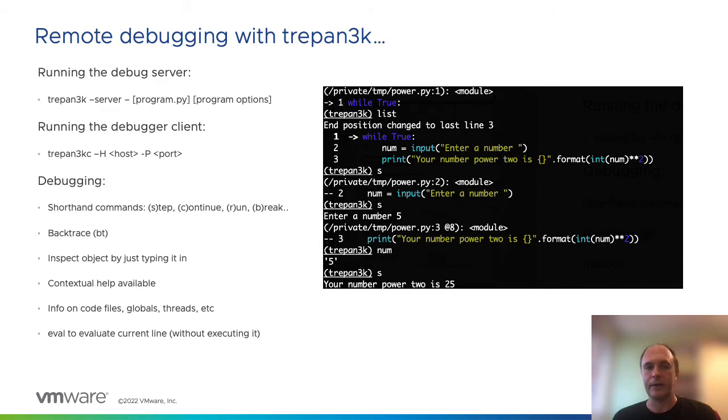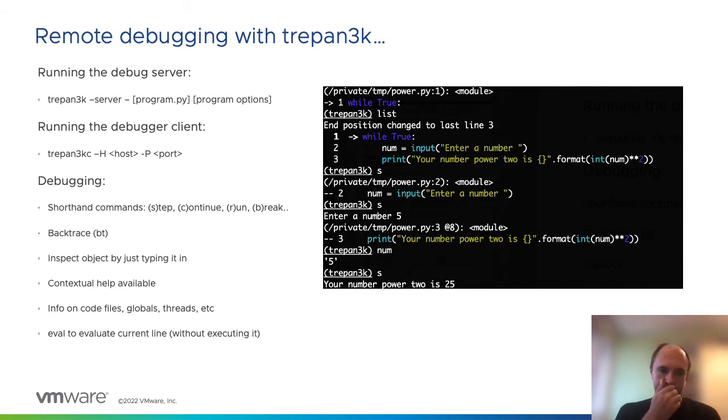Like GDB, it has shorthand commands like S for step, C for continue, R for run, B for setting a breakpoint, etc. You can get a backtrace with just BT. A cool thing about Trepan is that you can inspect objects and object values by just typing the object name. Like, I think in this screenshot we have it with num. Yeah, num equals 5 as a string.